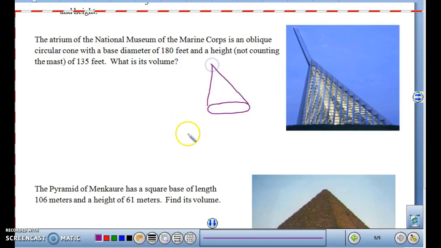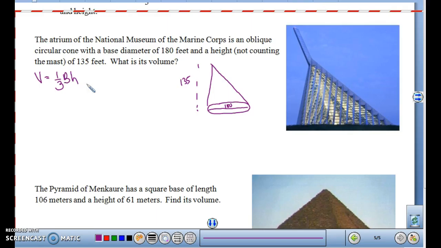And it's not going to be straight up and down. So your height is actually out here, and that's going to be 135 feet. And the diameter of this is 180. So that is your cone. So what is its volume? The formula is V equals 1/3 area of the base times the height.